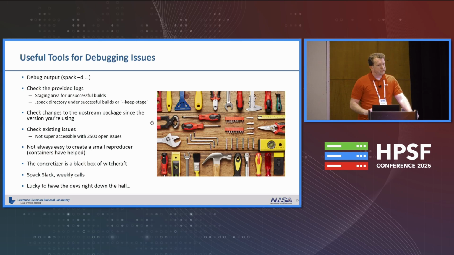Existing issues can be difficult. I think they listed a much smaller number of issues that are active, but when you look at the GitHub page, it says like 2,500, which is a bear to try and search through. The concretizer remains a black box, so I go to Greg or Peter or someone to try and demystify that for me. But if it's in there, it's probably going to be a difficult hack to fix. But there are also the Spack Slack and weekly calls, and I'm lucky to have the devs right down the hall when they're not on travel.